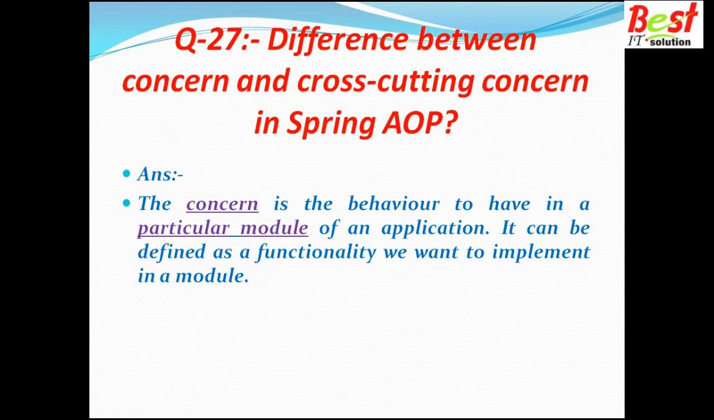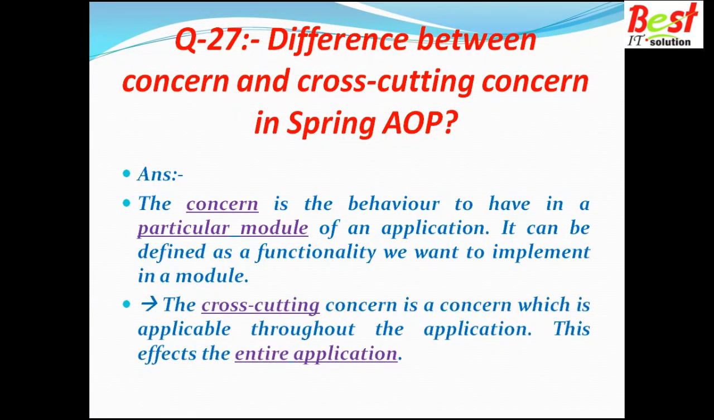It can be defined as a functionality we want to implement in a particular module. But a cross-cutting concern is a concern which is applicable throughout the application. This affects the entire application. The cross-cutting concern affects the entire application, but a concern only affects a particular module.